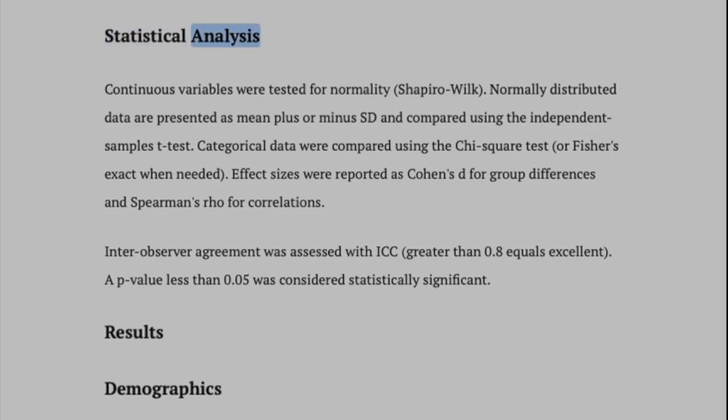Statistical analysis. Continuous variables were tested for normality, Shapiro-Wilk. Normally distributed data are presented as mean plus or minus SD and compared using the independent samples t-test. Categorical data were compared using the chi-square test or Fisher's exact when needed. Effect sizes were reported as Cohen's d for group differences and Spearman's rho for correlations.